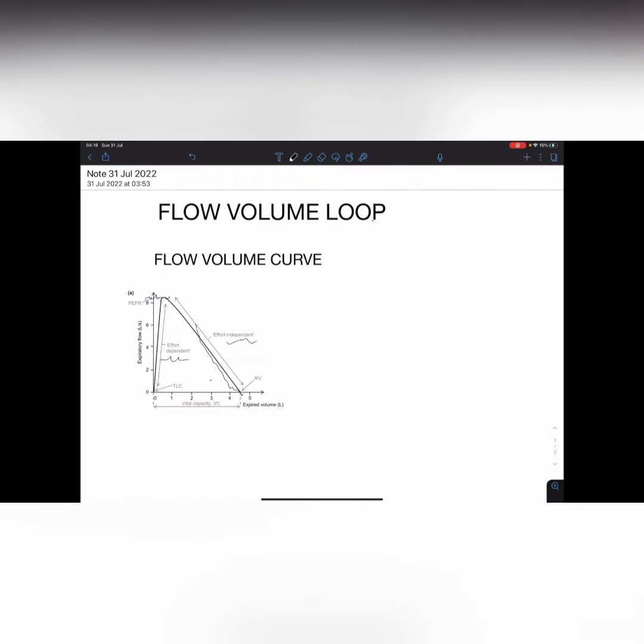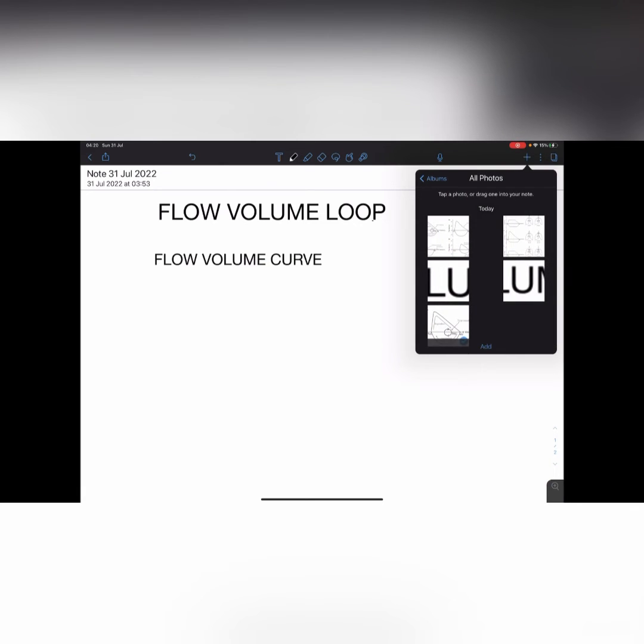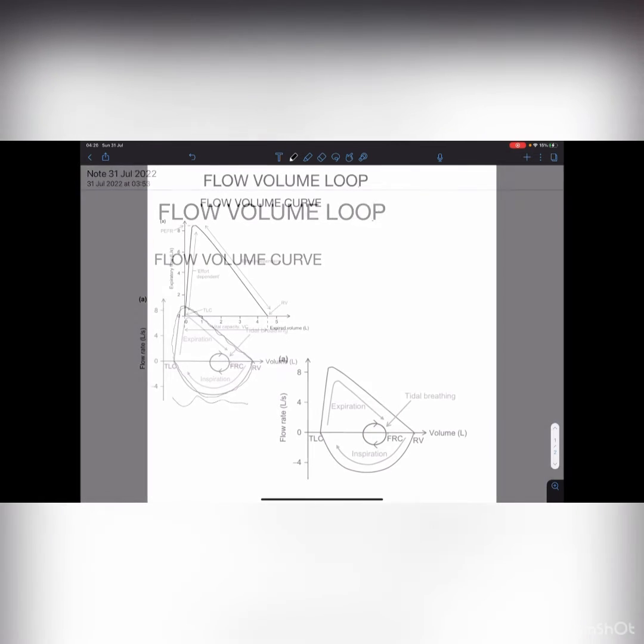So what is the difference between the two? Now, in this, you will see that the loop is completed when there is an expiratory curve, and at the same time you have the inspiratory flow curve, which will give us the completion of the cycle that is known as the flow volume loop.